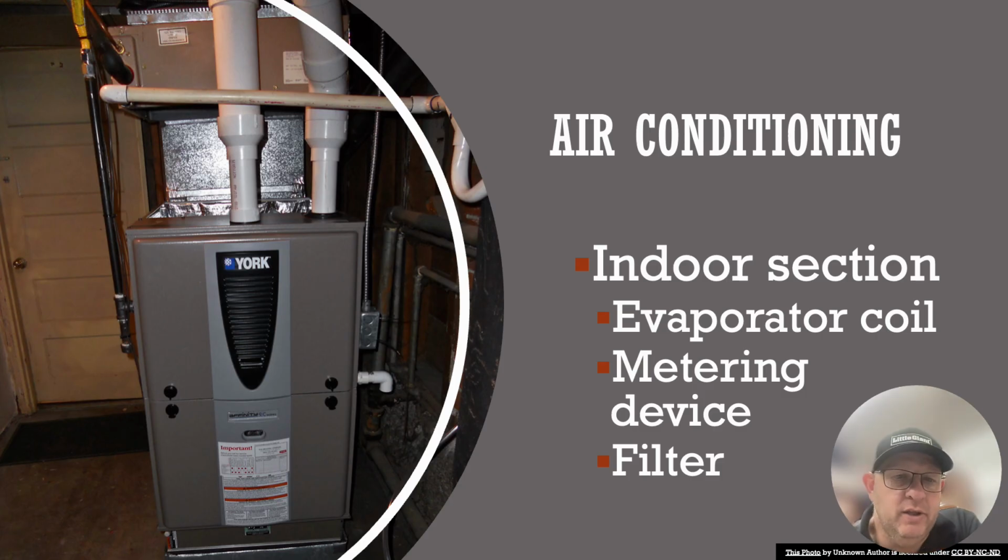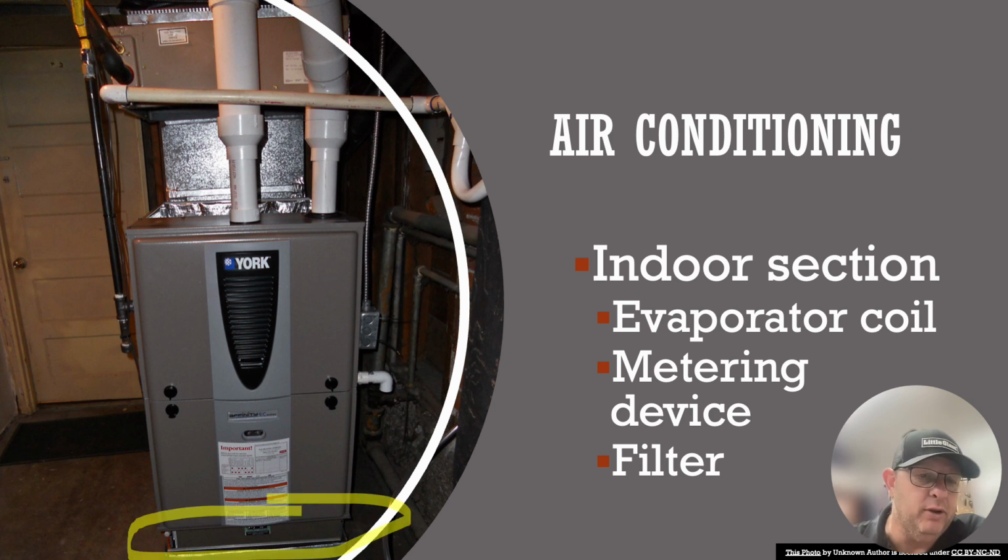So what we have here is the indoor section of our air conditioner. This happens to be a York furnace with a horizontal H block type of evaporator coil that we're looking at. So your indoor section of your air conditioning encompasses the evaporator coil, the metering device, the air handling device, and the filter for that particular unit. This one happens to be beneath this York furnace, clear at the bottom of it, and I'll highlight it so that you guys can see it. Right down in here is where they're going to be putting the filter in.